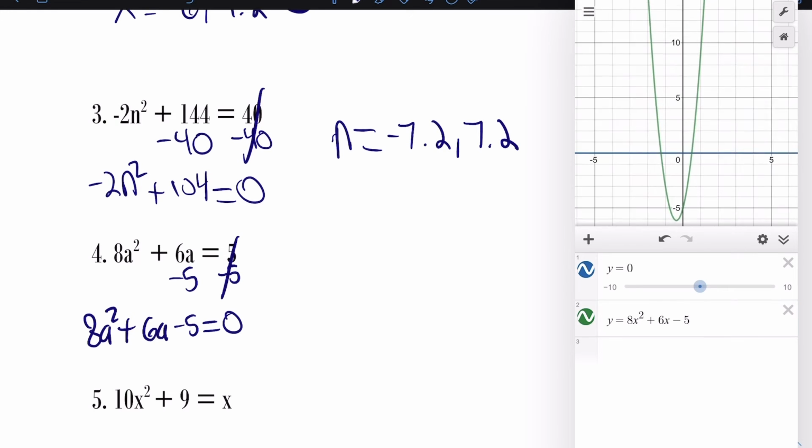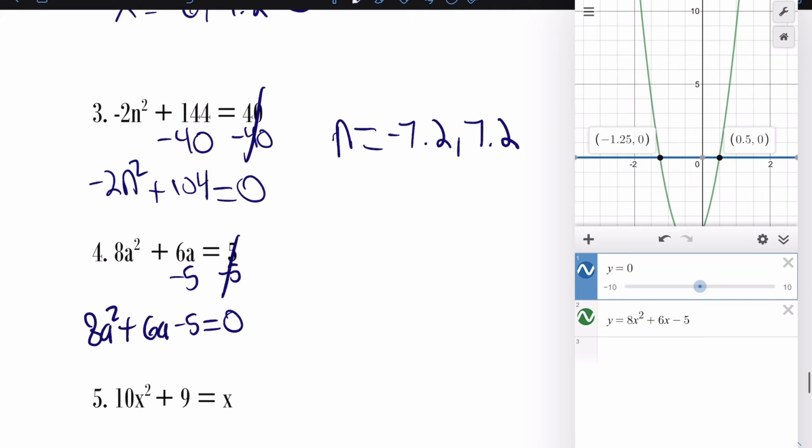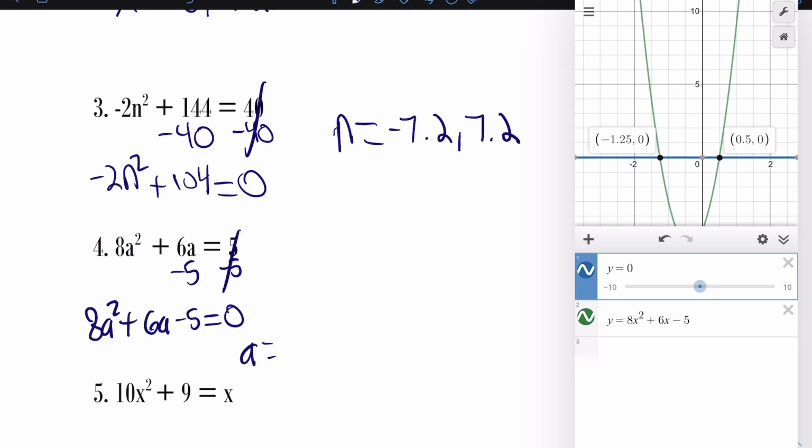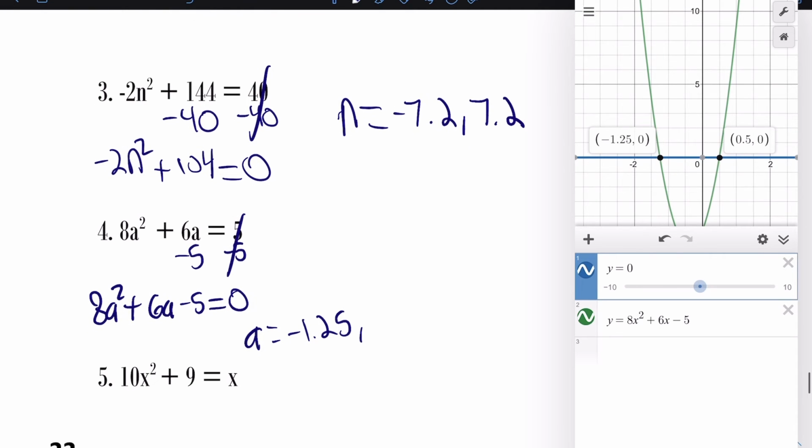I touched where the two lines are intersecting, the blue line and the green line. And I get negative 1.25 and 0.5. A equals negative 1.25, comma, 0.5. Those are the two values for a that you could plug in to make this equation true. Why don't we just go ahead and prove that right now?